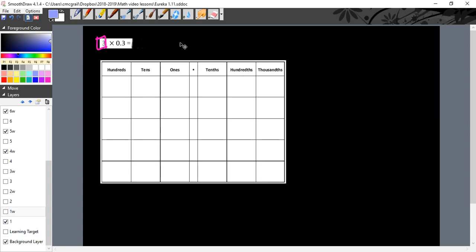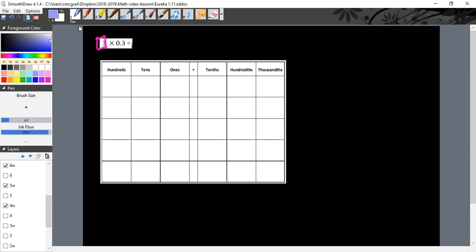Question 1. 3 times 0 and 3/10. So the first thing that I'm going to do is I'm going to set up my standard algorithm. 0 and 3/10 times 3. So what I'm going to do is I'm going to draw 0 and 3/10, 1, 2, 3. I'm going to do that 3 times.